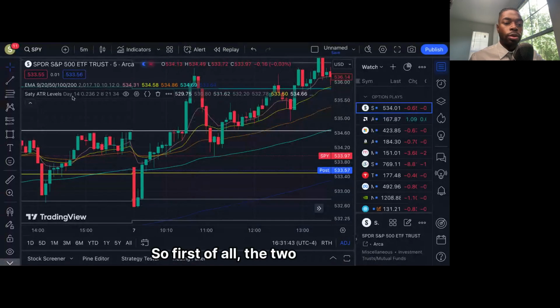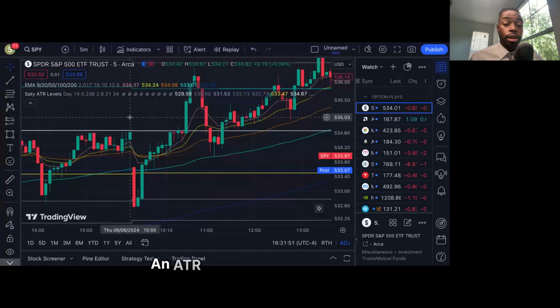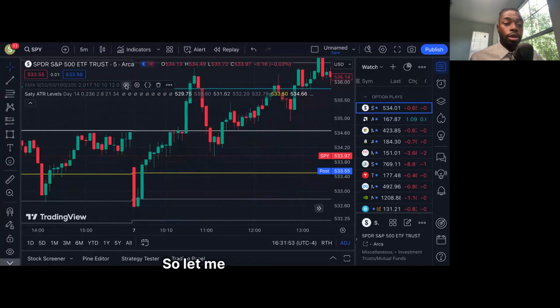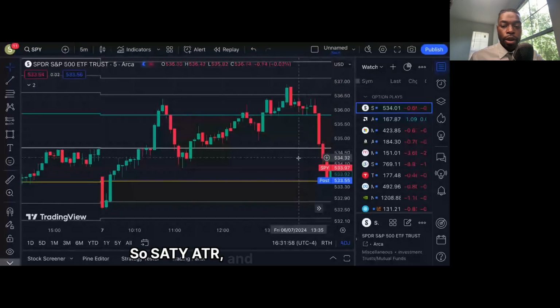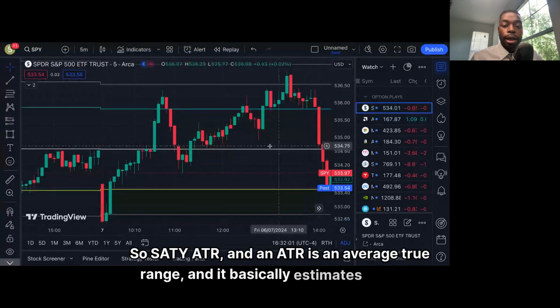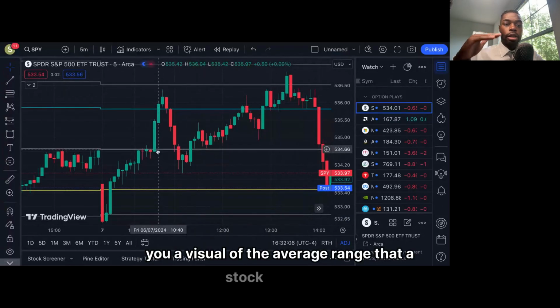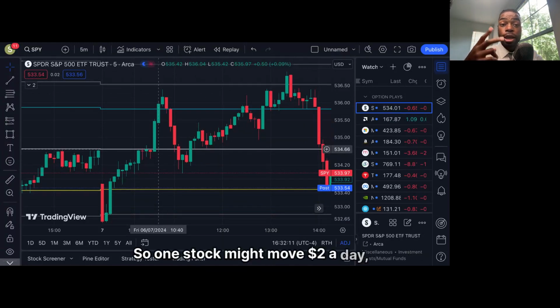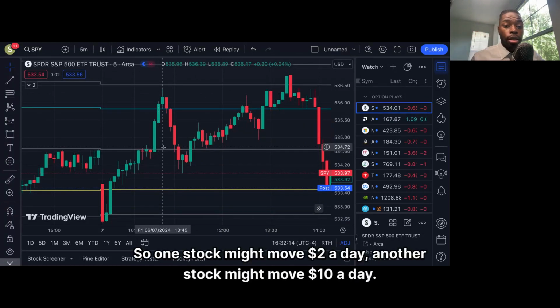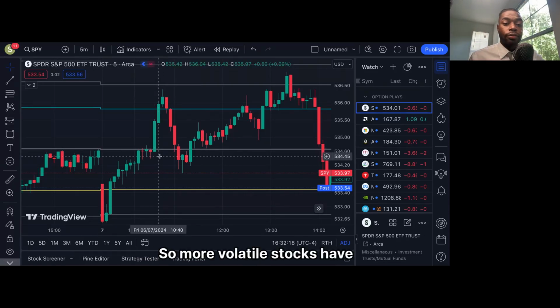So first of all, the two indicators I use, the number one is SATY ATR levels. An ATR is an average true range. So let me just hide this other stuff. I'm going to go over my indicators first. An ATR basically estimates, or gives you a visual of, the average range that a stock will move, the average move that a stock will make to the upside and downside. One stock might move $2 a day, another stock might move $10 a day. So there are volatile versus non-volatile stocks, and more volatile stocks have bigger ranges.